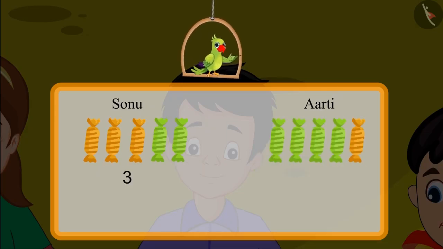So 3 toffees and 2 toffees added together makes 5 toffees. 4 toffees and 1 toffee added together also makes 5 toffees. This means that Sonu and Aarti both got exactly the same number of toffees. So children, it is possible to get the same answer by adding different numbers.